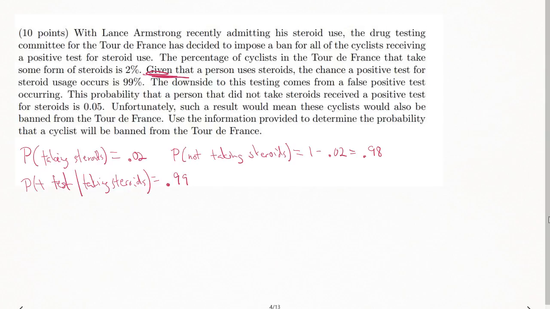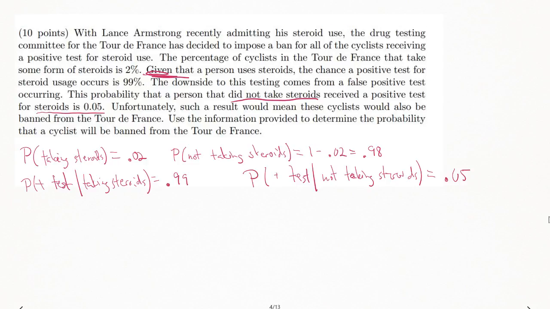Now on the other side of things, we have a person who did not take steroids receiving a positive test for steroids, which is 0.05. So on the other side, you have a positive test given that they're not taking steroids equals 0.05. So we have a lot of false positives there. Okay. So now what do we want to find? We want to find the probability that a cyclist will be banned from the Tour de France.